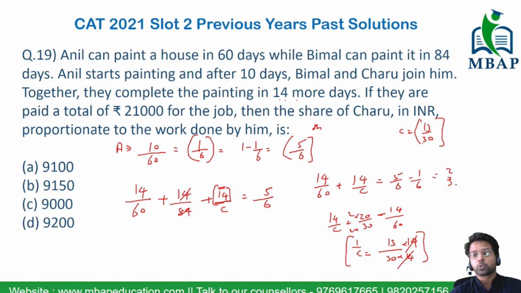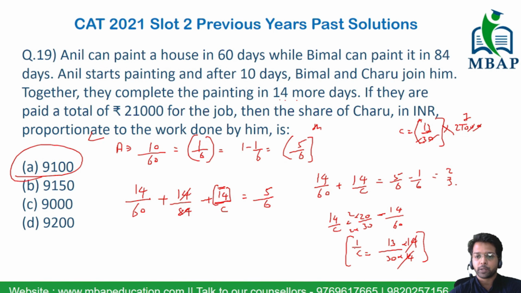From the total work which we have got, 13 upon 30 is the fraction for which C is working. So C will obviously be accountable for 13 upon 30 of the total remuneration also. So 13 upon 30 into 21,000 will give you how much? 7 times 13 is 91. The answer will be option A, which is 9100.